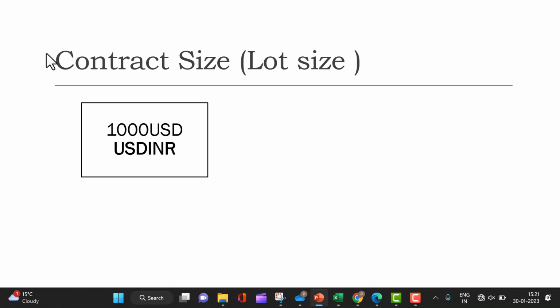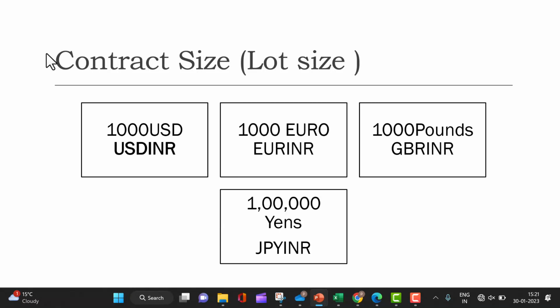Now, there is a lot size. That means you can trade in multiples of, just one more slide and we have a break. You can trade in multiples of $1,000, 1,000 euros, 1,000 pounds, and 1 lakh yen. Suppose you have to make a $10,000 payment, then you are going to take a position in 10 contracts.